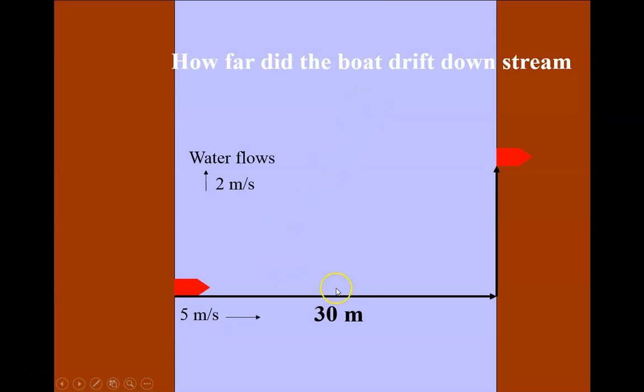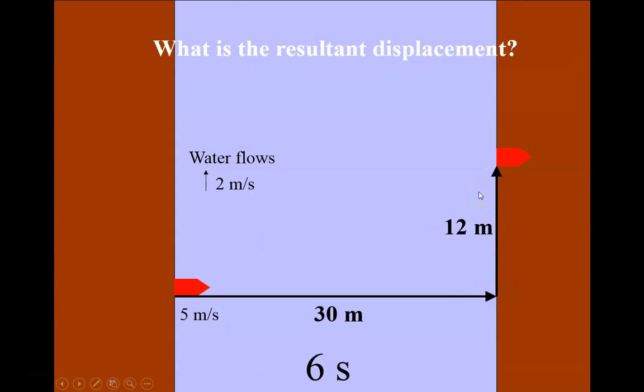Now, it went 30 meters across. How far did it end up downstream? Well, we said it took 6 seconds to get across the river, and every second that the boat was traveling, it also went 2 meters downstream. So 6 seconds times 2 meters per second, and you get that it would have floated 12 meters downstream.